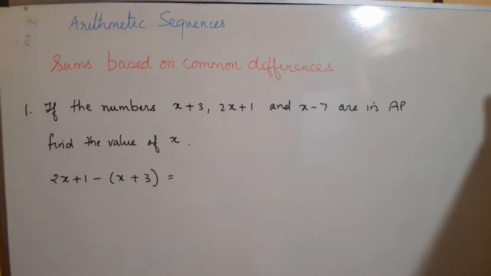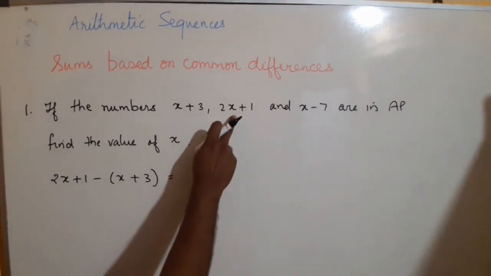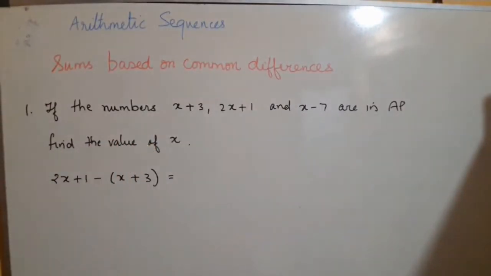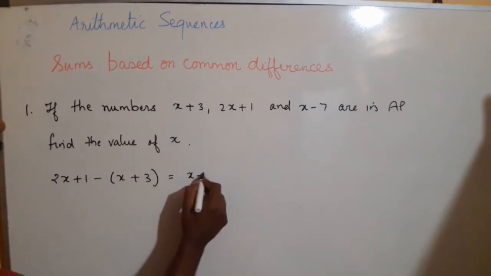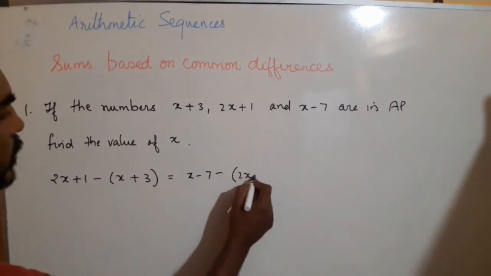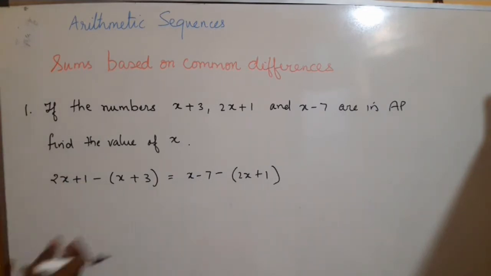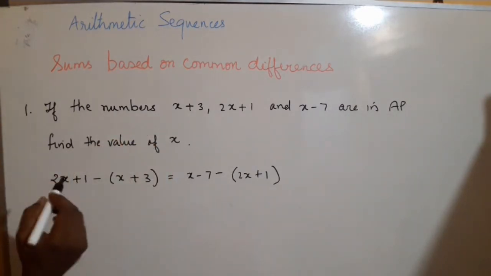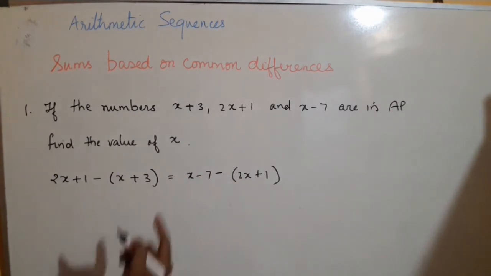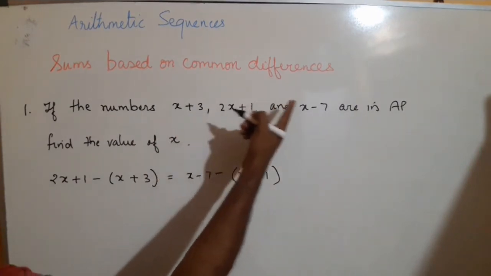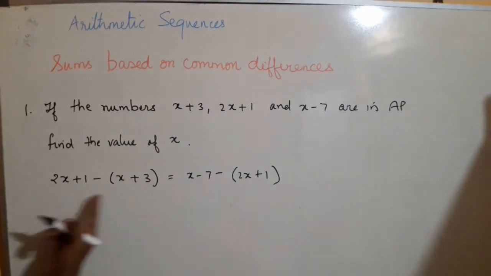In the same way, the common difference found by subtracting the second term from the third term should also be equal to the same difference, because the difference is constant. So we get x minus 7 minus (2x plus 1). Once we reach this step of common difference, we only simplify it to get the answer. But I hope you have followed what we are supposed to do. Again, when three terms are given in an AP, the common difference between the terms remains the same. The first term subtracted from the second term, or the second term subtracted from the third term, gives us the common difference which remains equal.